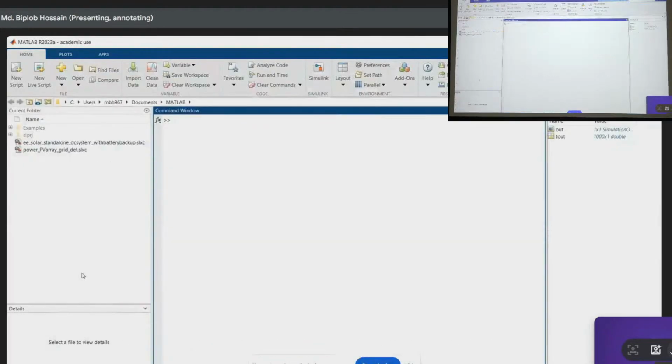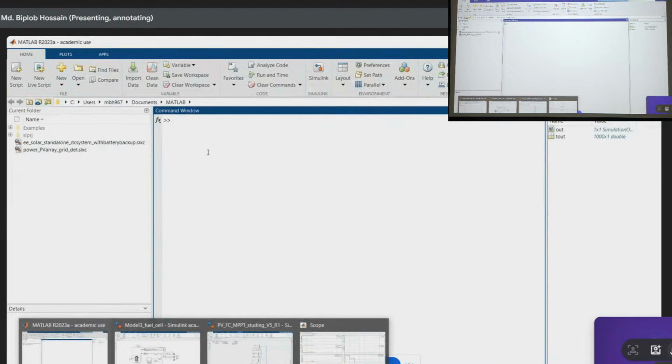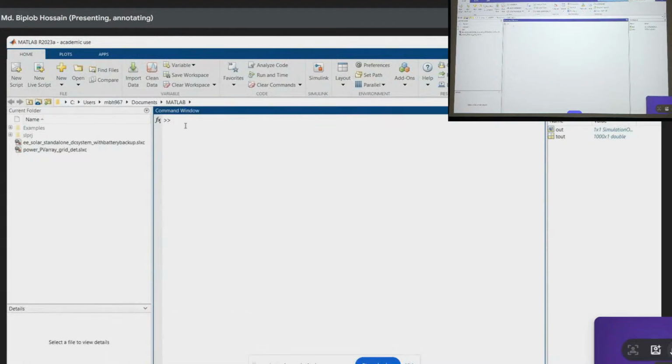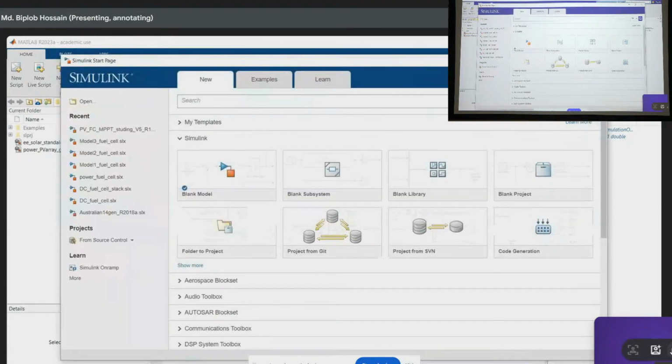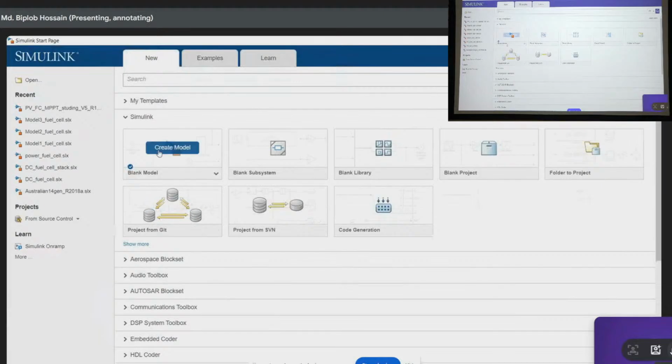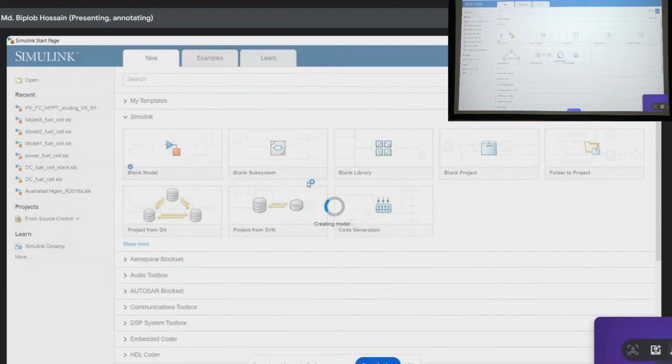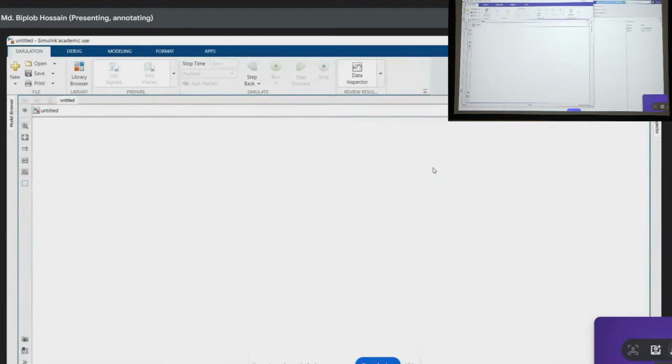If we first click MATLAB, this interface will open. This is the programming interface. It also varies from version to version. This is the 2023a version. First we need to go to Simulink. From Simulink we take a blank model. This is the blank model.